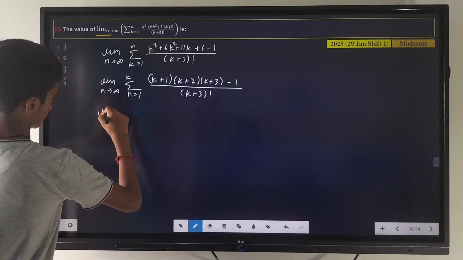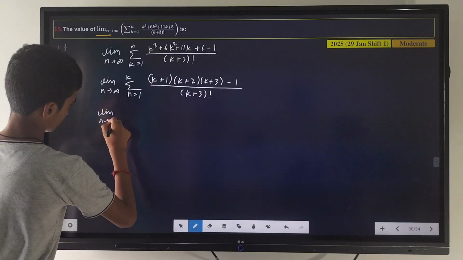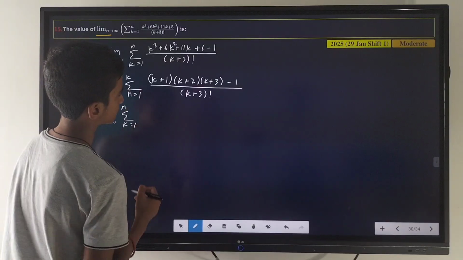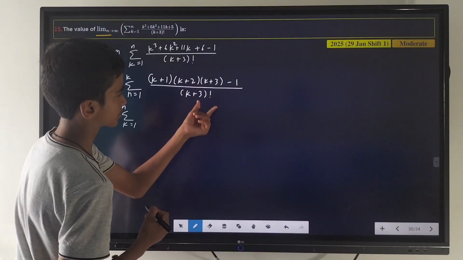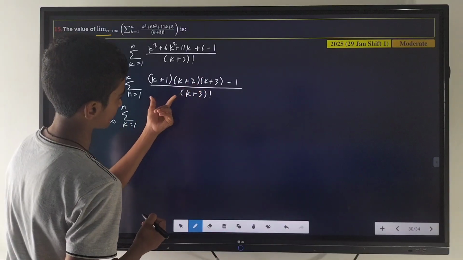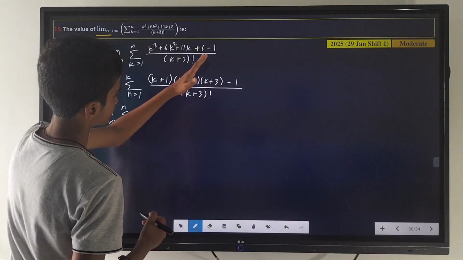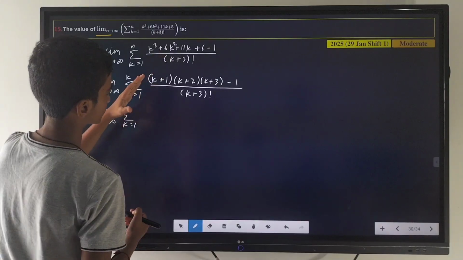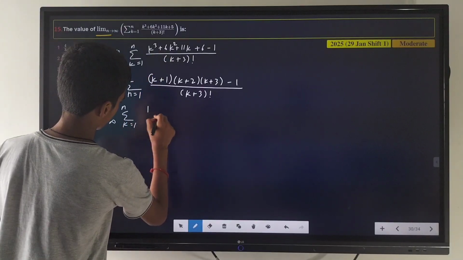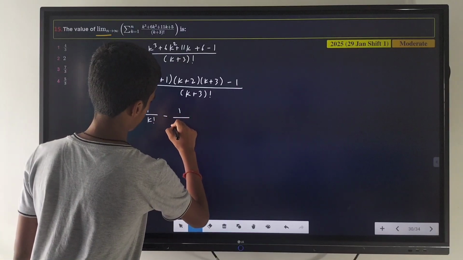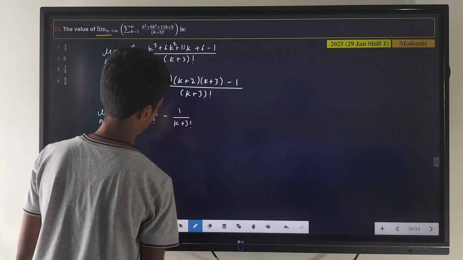From it we will get limit n tends to infinity, sigma k is equal to 1 to n, k plus 1, k plus 2, k plus 3 upon k plus 3 factorial. These two will get cancelled and leave k plus 2 factorial. These two will get cancelled and leave k plus 1 factorial. These two will get cancelled and leave 1 upon k factorial minus 1 upon k plus 3 factorial.